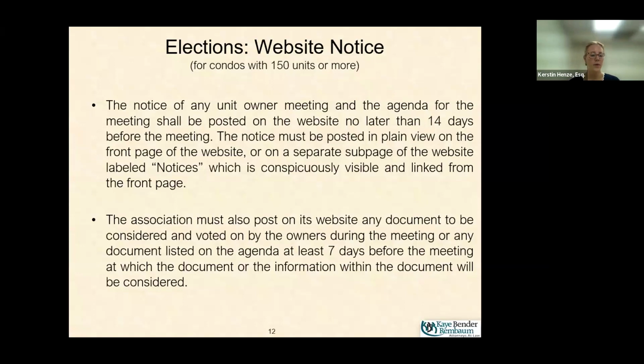Now, for condominiums with 150 units or more, you also have additional posting requirements. You have to have a website, and you have to post the notice with the agenda of the meeting at least 14 days prior to that meeting. And if owners are voting on any other issues, for example, amendments, then you also have to post that document on the website at least 7 days prior to the meeting. So anything that the owners are going to be voting on needs to be posted on the website as well.